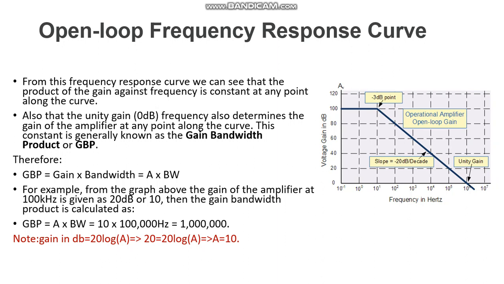From this frequency response curve we can see that the product of gain and frequency is constant at any point of the curve. See here, what is the product of gain and frequency? This is 10⁻¹, this is 10. 10 into 100 is 100. Here, 10 into 10⁻¹. So see here, 10 square, 100.